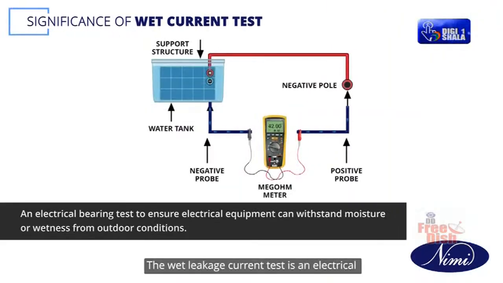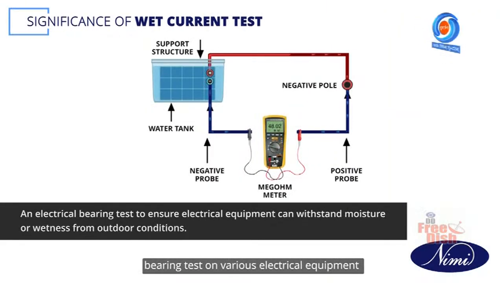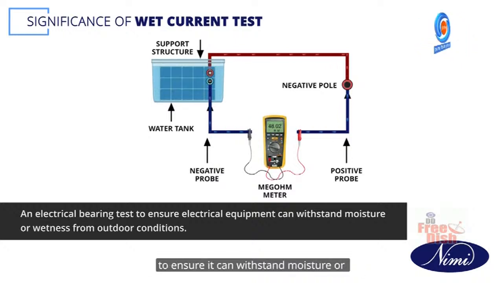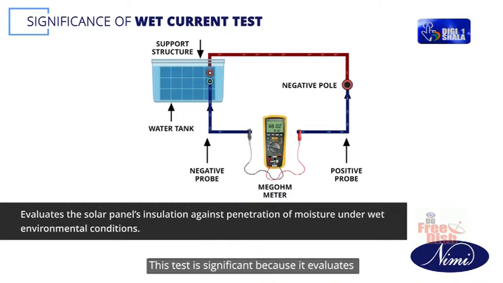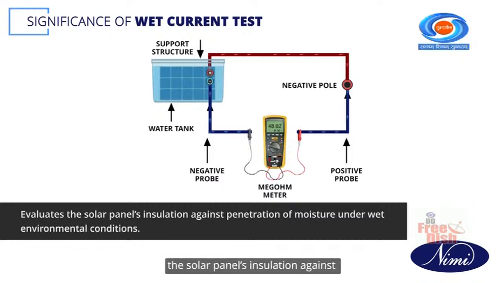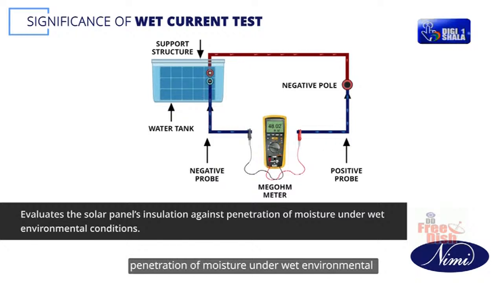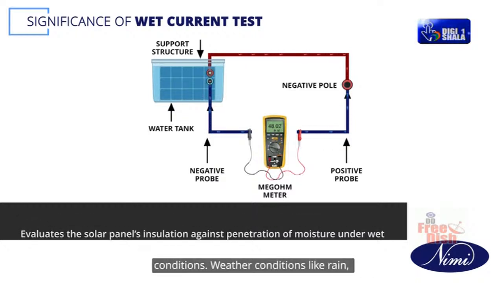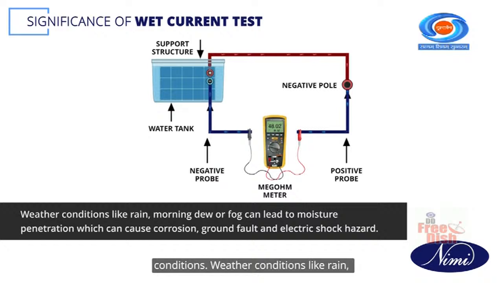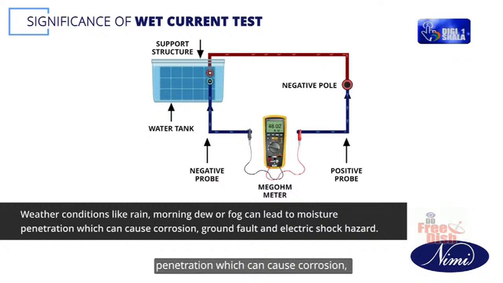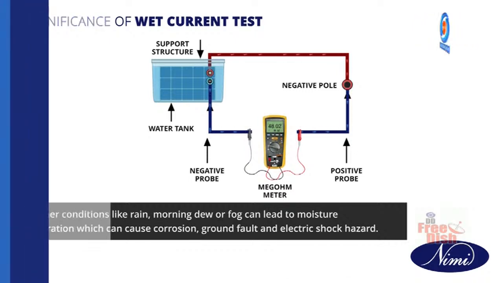The wet leakage current test is an electrical test on various electrical equipment to ensure it can withstand moisture or wetness from outdoor conditions. This test is significant because it evaluates the solar panel's insulation against penetration of moisture under wet environmental conditions. Weather conditions like rain, morning dew, or fog can lead to moisture penetration, which can cause corrosion, ground fault, and electric shock hazard.